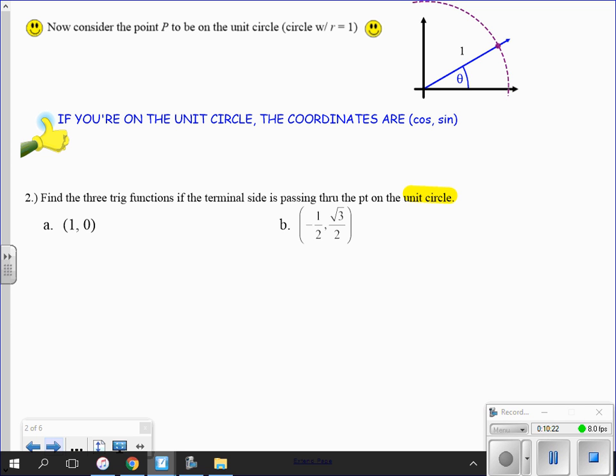If you're on the unit circle, the coordinates are cosine and sine. So if you have a point on the unit circle, the cosine of theta is the x-coordinate. The sine of theta is the y-coordinate. The tangent of theta is the y-coordinate over the x-coordinate. That's what's so awesome about the unit circle. The x-y coordinates are all your cosines and sines. Makes it easy. And that's why we're going to do it.